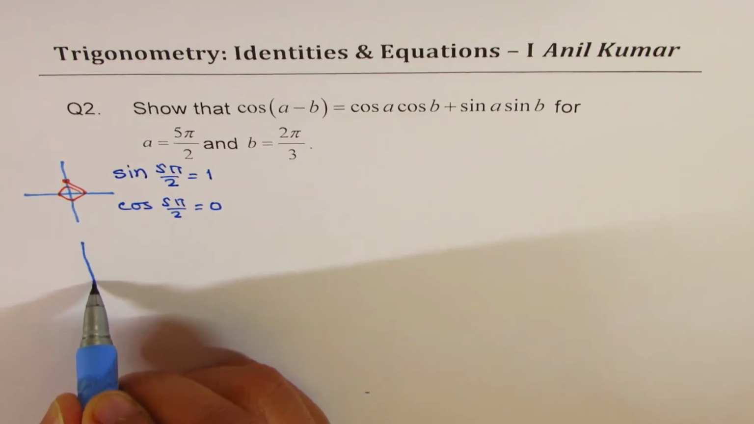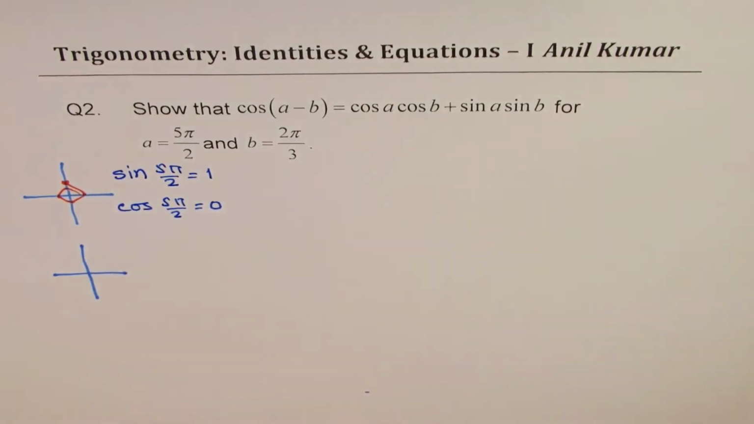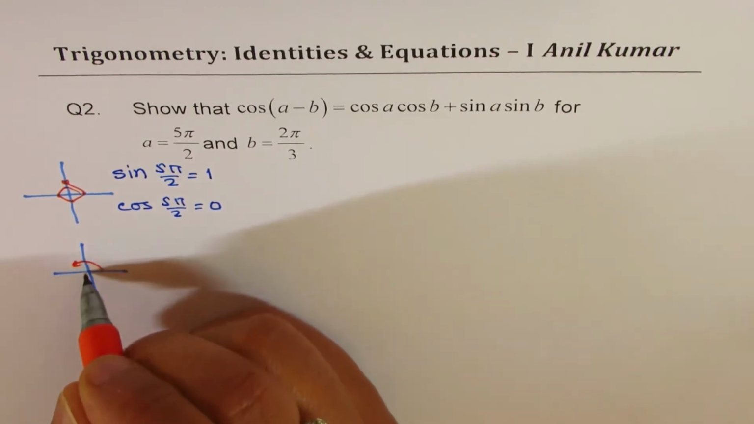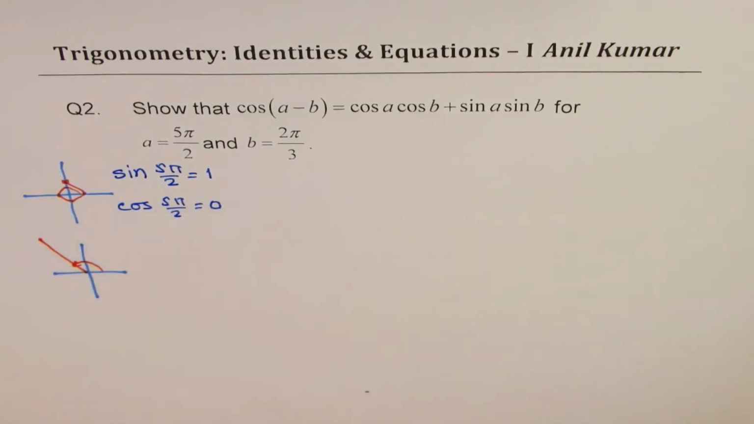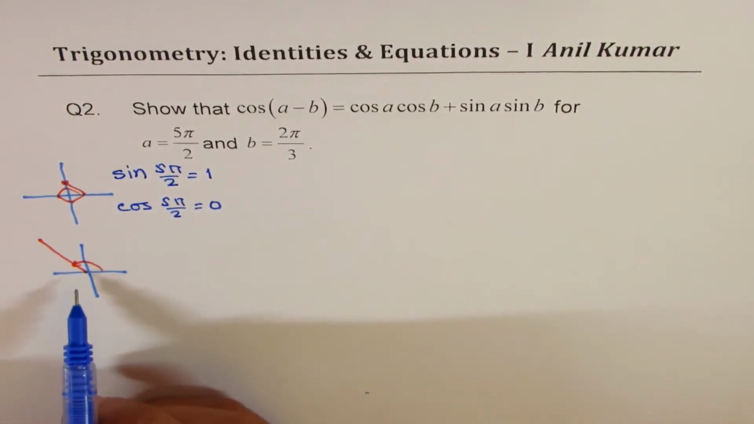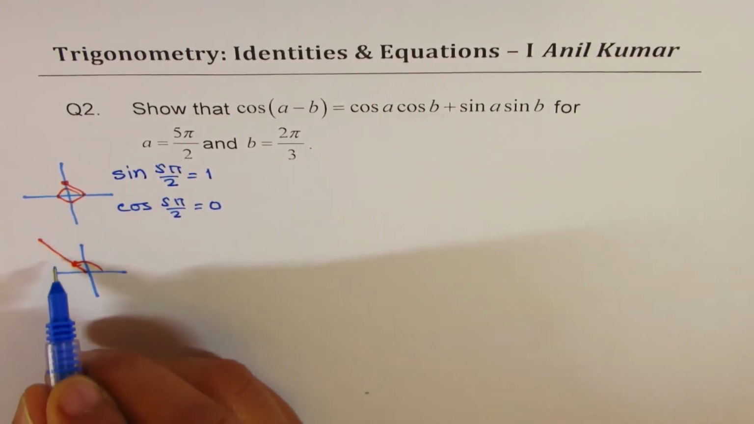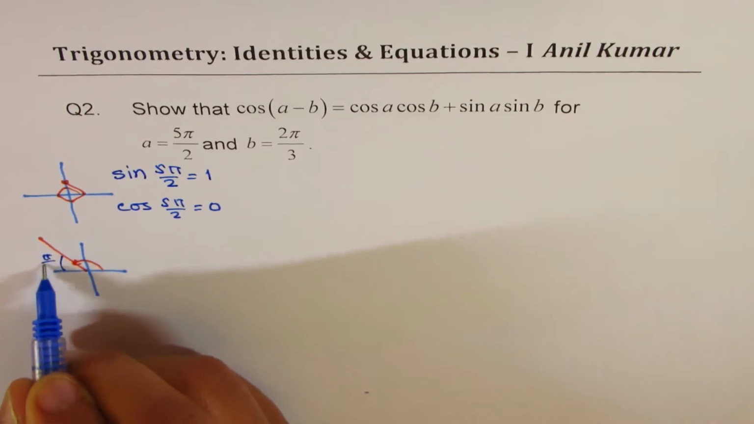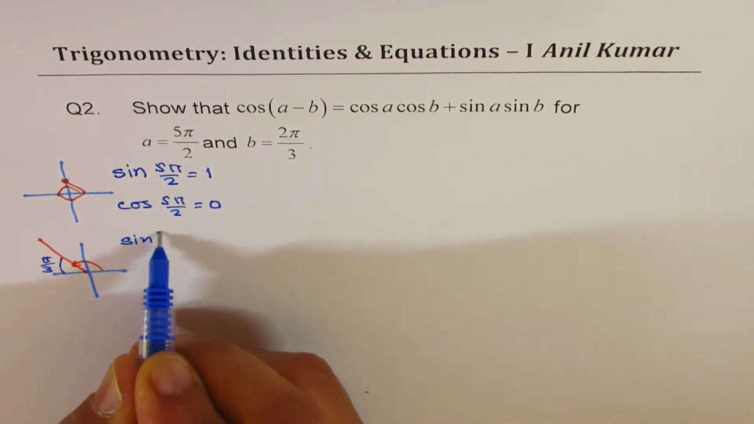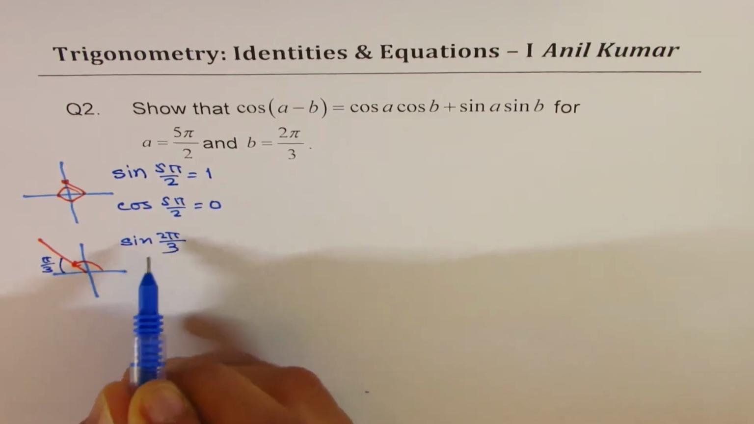So let me again sketch this. When I say B is 2 pi by 3, that means we are in this particular quadrant, so that is B. Now in quadrant 2, we know only sine is positive, right? The acute angle is pi by 3. Since that is the case, we can write sine 2 pi by 3 as what?